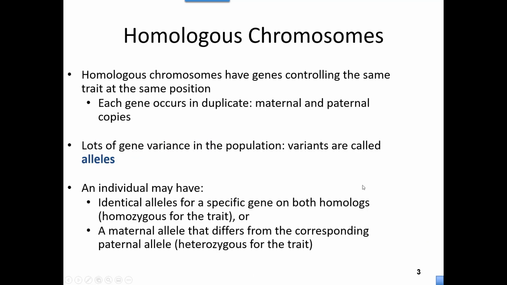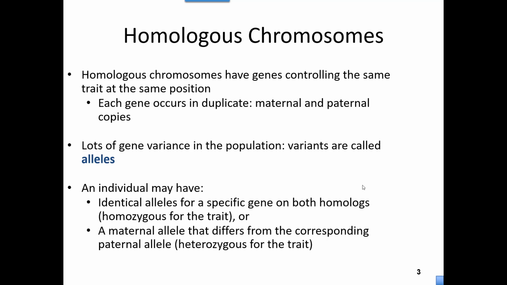So these homologous chromosomes do have genes that control the same trait, such as hair color. The difference, though, is that they have lots of gene variants. The variants are called alleles. Let me give you an example, because here are some terms, and these terms are going to come up in our next unit. So it's a little bit of a preview.